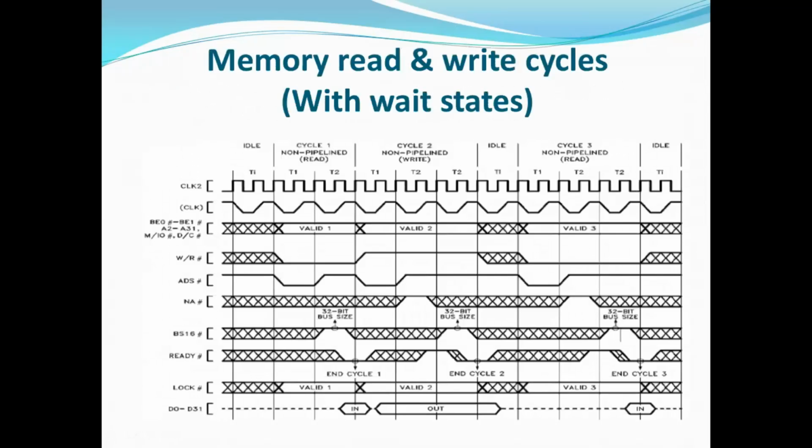Now the memory read and write cycle with a wait state. The operations to be followed in a write cycle are to place the address of the location to be written on the address bus. Place the data to be written on the data bus. Activate the memory write control signal on the control bus. Wait for the memory to store the data at the address location. Drop the memory write control signal to terminate the write cycle.